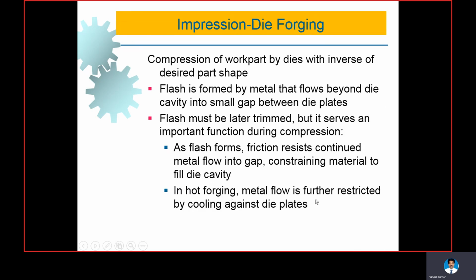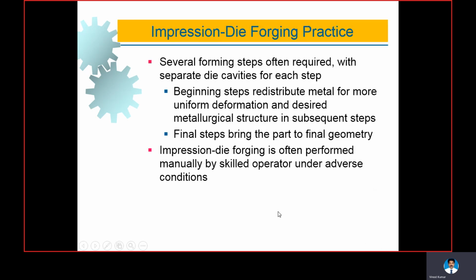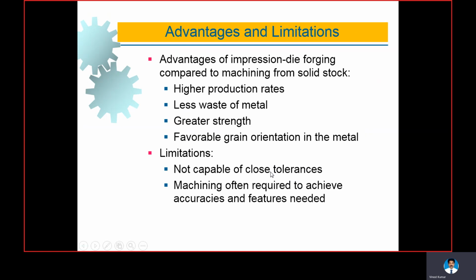In hot forging, metal flow is further restricted by cooling against the die plates. Now, several forming steps are often required. At the beginning, the material will be redistributed to produce a uniform deformation. And in the final stage, the metallurgical structure will be changed, and then the geometry also will be changed. These are the steps in an impression die forging operation. Impression die forging is often performed manually by a skilled operator under adverse conditions.